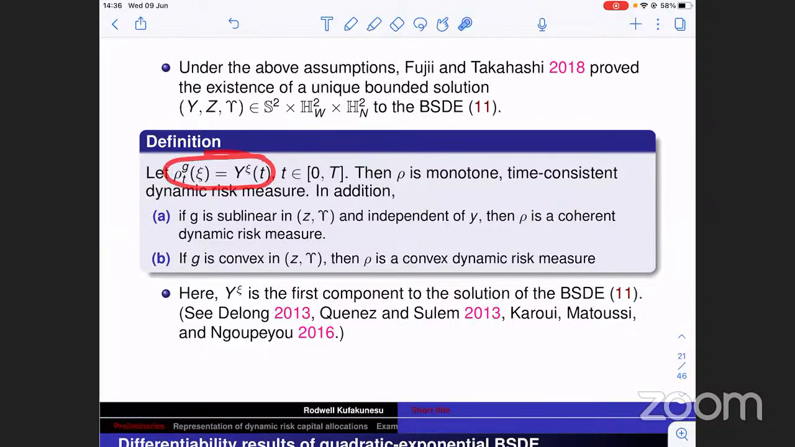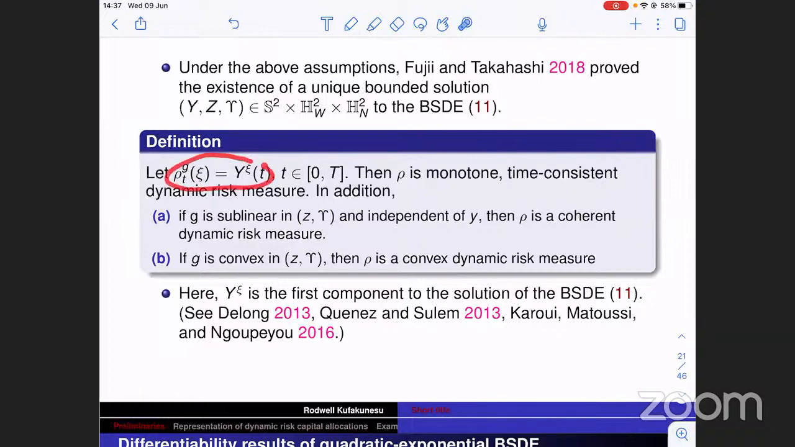I'm now asking you to see this connection between the solution of the backward stochastic differential equation and our risk measure. This epsilon here came from the terminal condition. Then rho is monotone time constant dynamic risk measures. So we consider G to be sublinear and convex. And you'll see that they are sublinear and convex in Z.